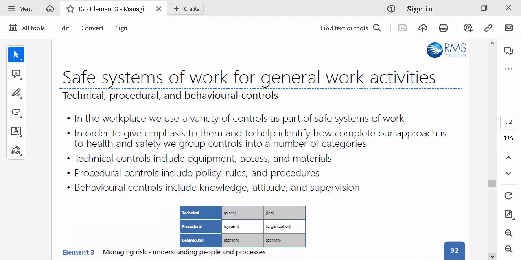We can control that in a safe manner. In procedural control, we will introduce the policies, rules, and procedures for the workers. Behavioral control of the workers includes knowledge for the worker, changing their attitudes, and supervision for the workers. Technical control, we can use for the place or for the job. Procedural control, we can use for the system, to change the system or the organization. And behavioral control, we can control the person, we can control the workers, we can control the people.